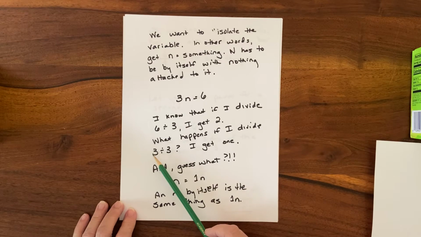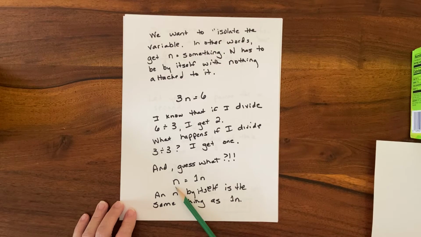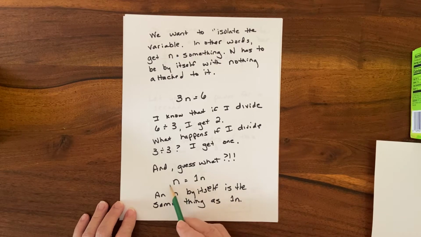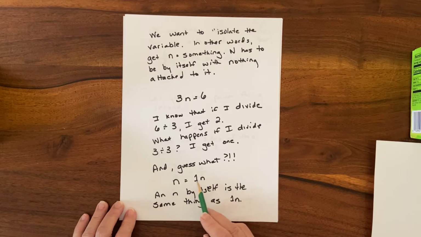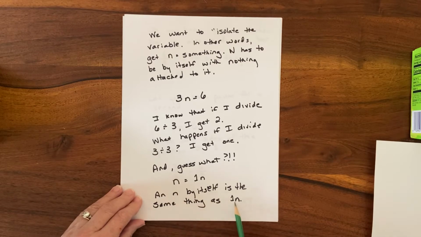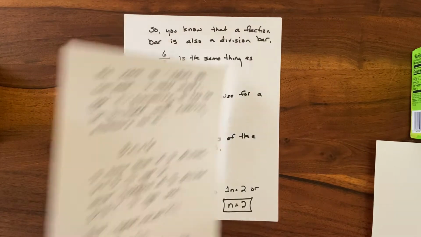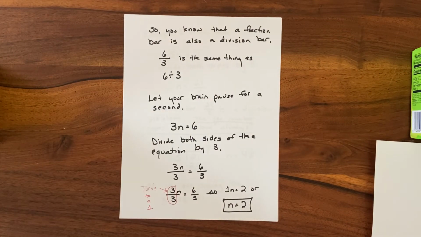What happens if I say 3 divided by 3? I get 1. And guess what? n is the same thing as 1n. So I can write it either way. I can just write a plain old n, and the 1 is invisible, or I can write 1n. Convention says you write it this way, but if you want to put a 1 in there to help yourself out, you certainly can. So n by itself is the same thing as 1n. So if you see an n, you know you just have one of them. Okay, so get that in your mind.